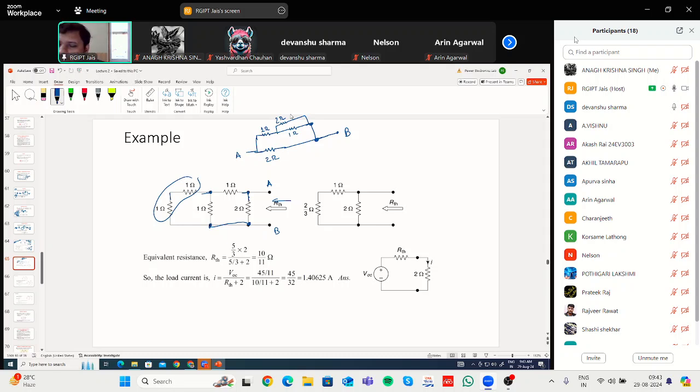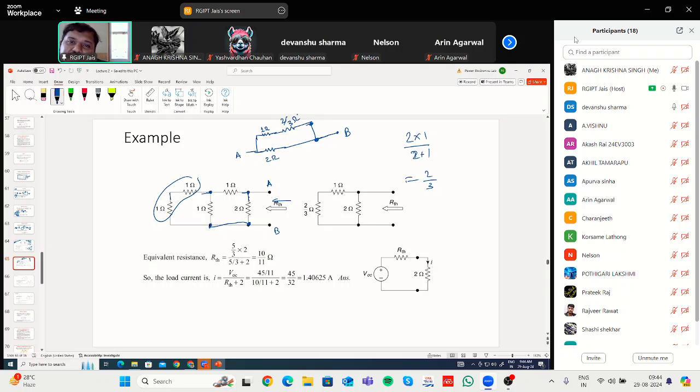Now, next, this 2 ohm and this 1 ohm are connected in parallel. So what will be the equivalent resistance? 2 multiplied by 1 divided by 2 plus 1. Okay, so 2 divided by 3. 2 divided by 3 will be the equivalent resistance. So you can replace these two things with a 2 by 3 resistance.